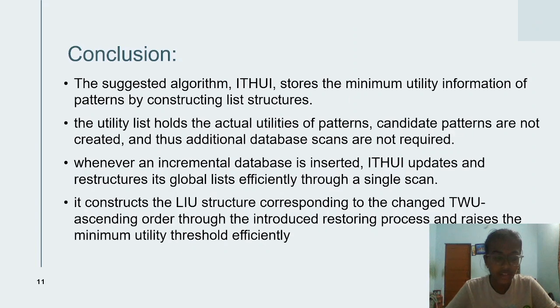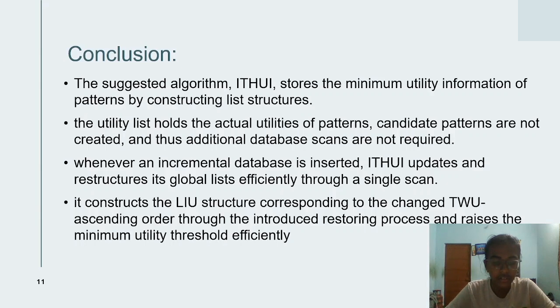We conclude that the suggested algorithm stores the minimum utility information of patterns by constructing list structures. Since the utility list holds the actual utilities of patterns, candidate patterns are not created, and thus additional database scans are not required. Whenever an incremental database is inserted, the algorithm updates and restructures its global list efficiently through a single scan, which results in less memory usage.